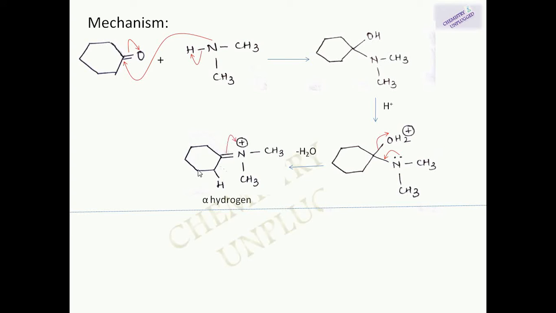So this bond will shift here. This hydrogen will be removed, this bond will shift here and this double bond will shift to N plus. So we have this as an enamine.